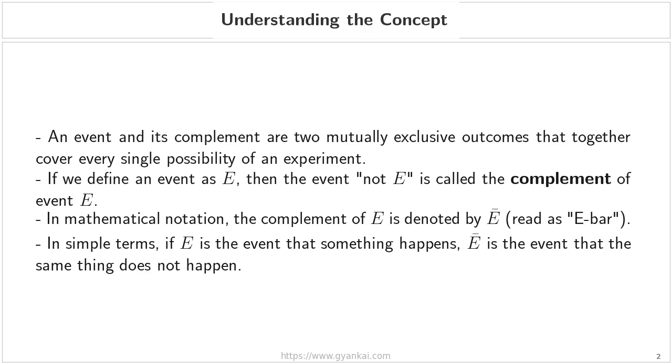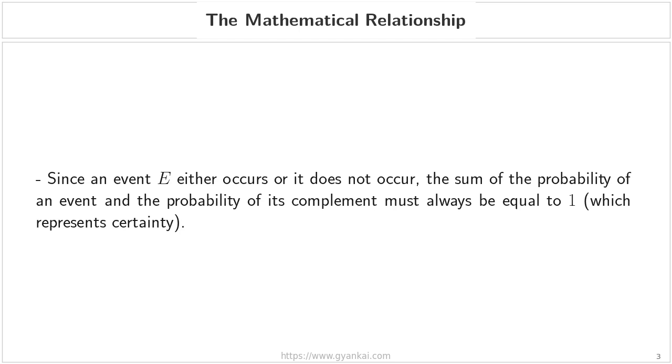Now that we've established why we look at the probability of things not happening, let's dive into what complementary events actually means. The mathematical relationship. Think about it this way. When we perform an experiment, an event E either happens or it simply does not happen. There is no third option. Because these two outcomes, the event and its complement, cover every single possibility, their combined probability must represent absolute certainty. In probability, certainty is always represented by the number 1.